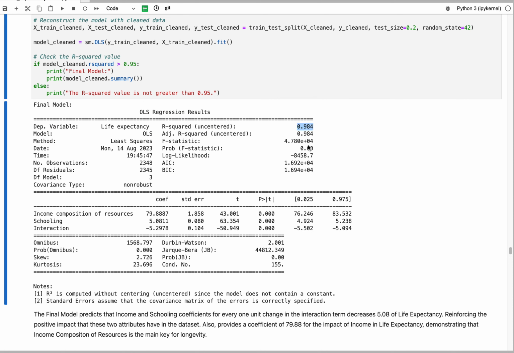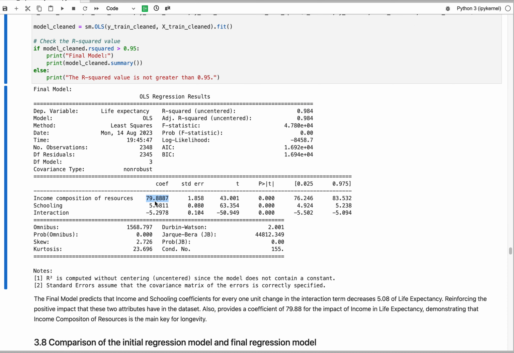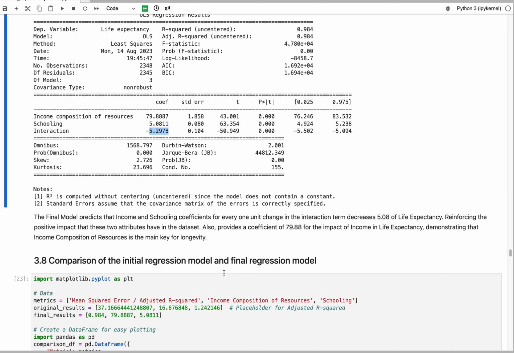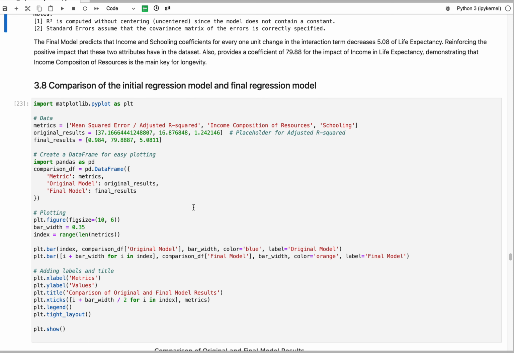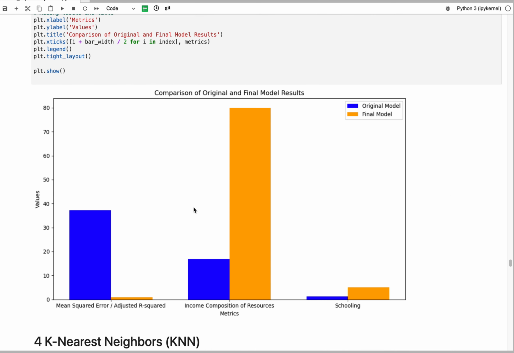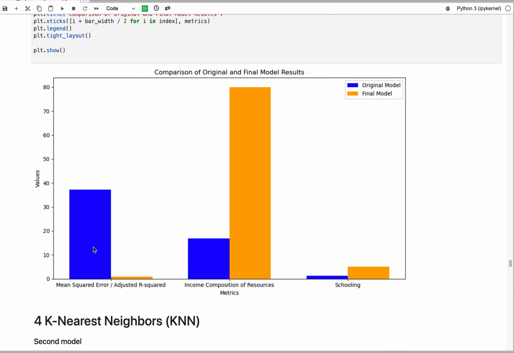Now we can see that there is a very strong R squared, and also the coefficient increased a lot for income composition, also schooling, and the interaction between both is quite strong in this data. That suggests that income composition has a strong relationship with life expectancy, and schooling comes second, really far behind income. Comparison of the initial regression and the regression model. Here is the comparison of the data before cleaning, filtered, and manipulated.